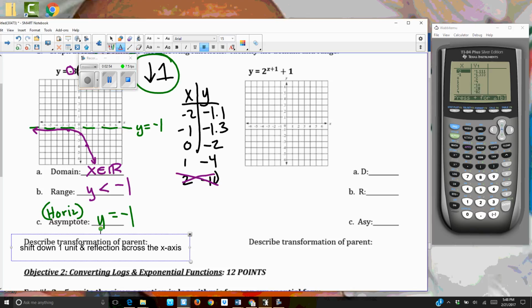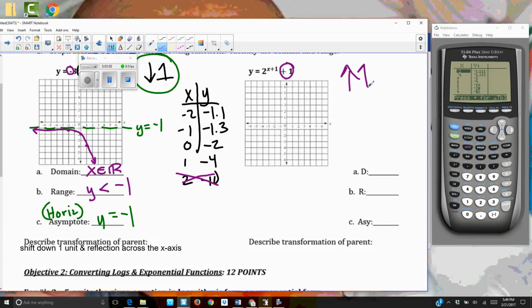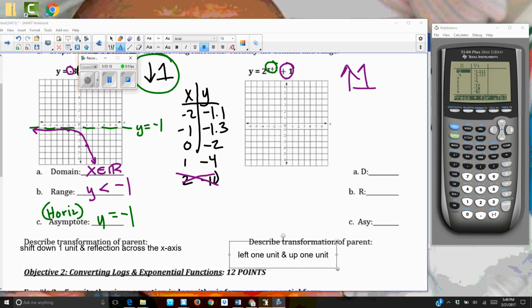All right, number two, the +1 on the outside shifts this graph up 1, so that's going to help us come up with horizontal asymptote. The +1 on the inside is going to shift this graph left 1. So right ahead, let's go ahead and write the transformation for this problem. So there it is, left 1 unit and up 1 unit.